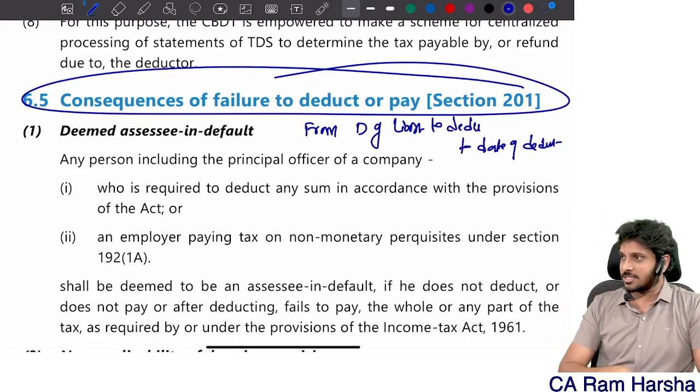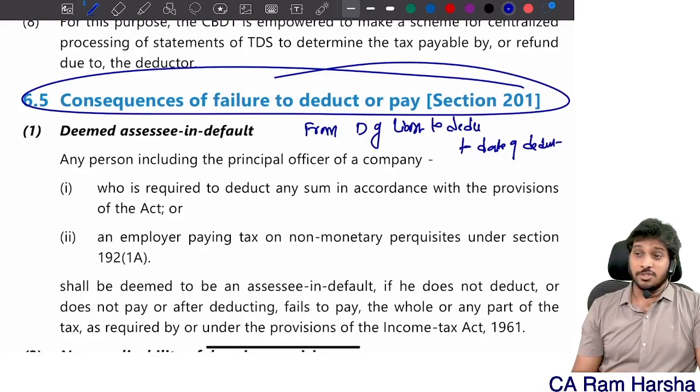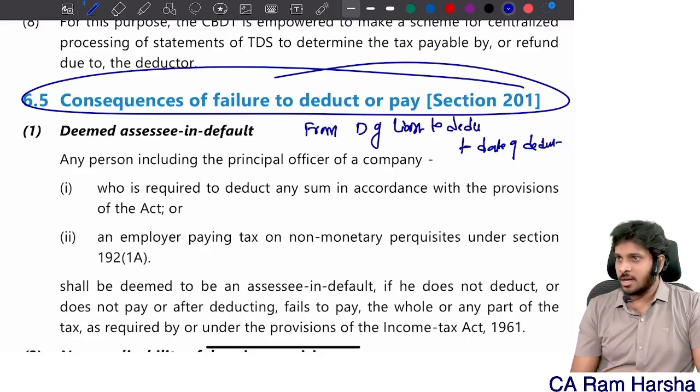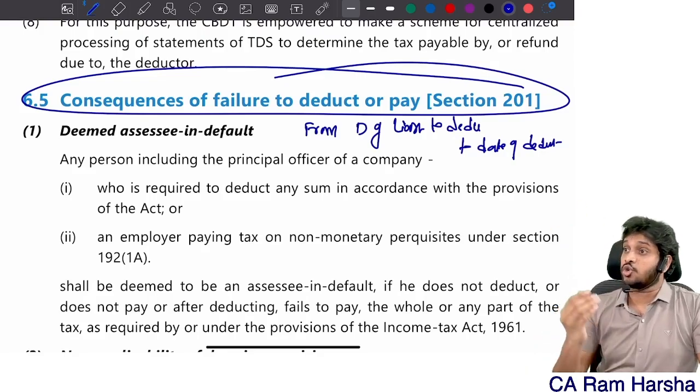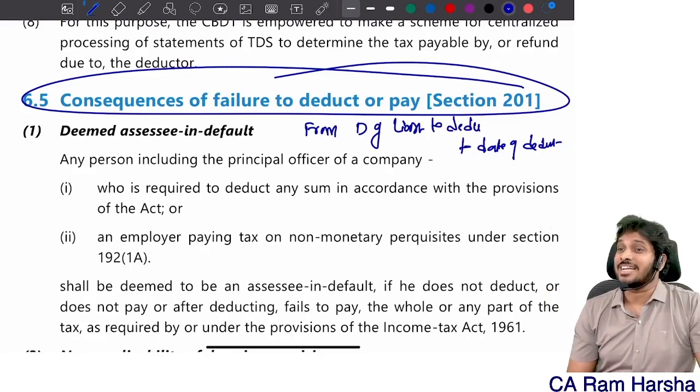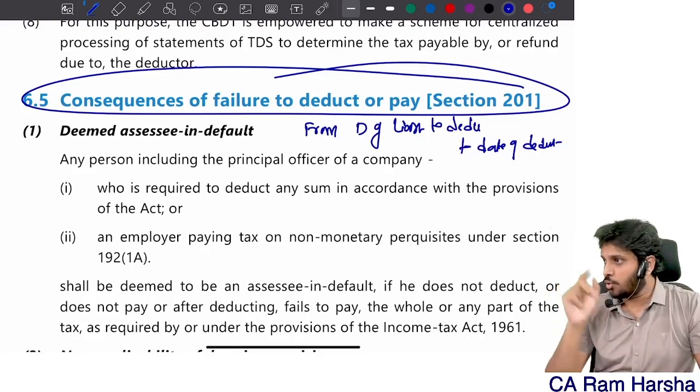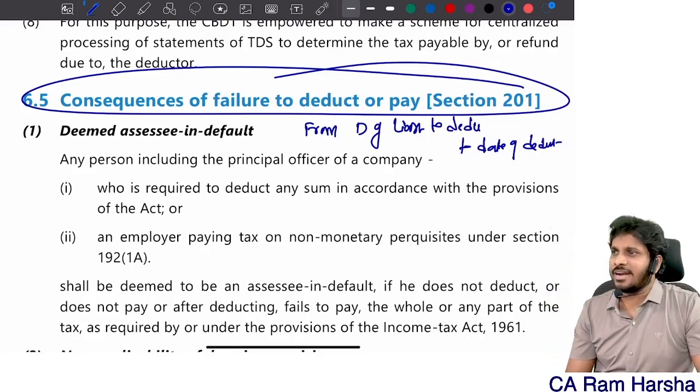Now for late remittance, when is the due date? July 7th, because I deducted on June 9th. June month I deducted. June month amount I should remit by what date? July 7th. But I remitted on July 9th. How many days delay? After July 7th, 2 days. Which means 1 month delay, 1.5%.